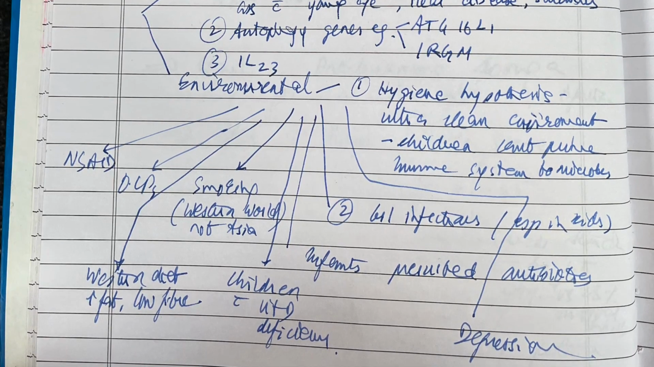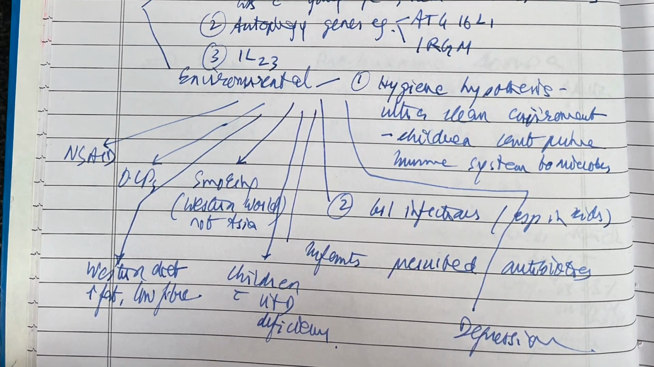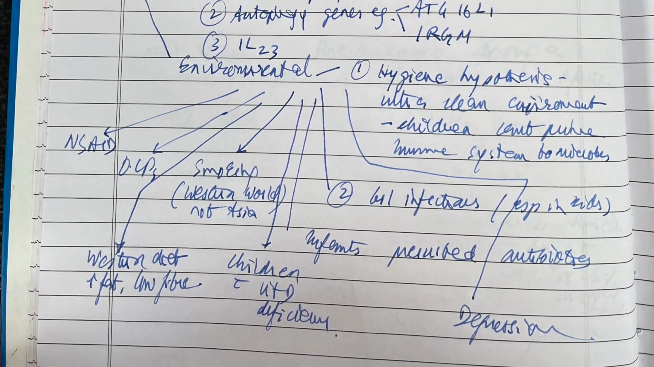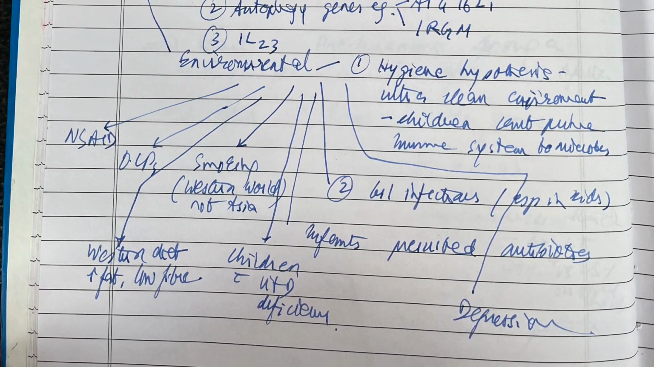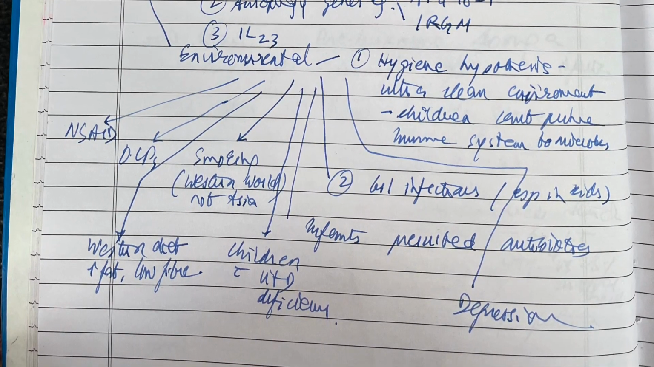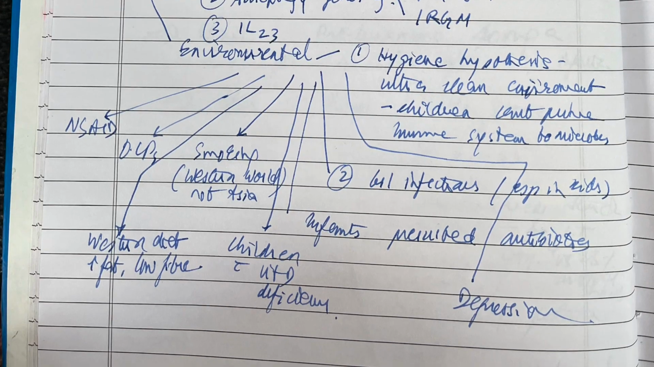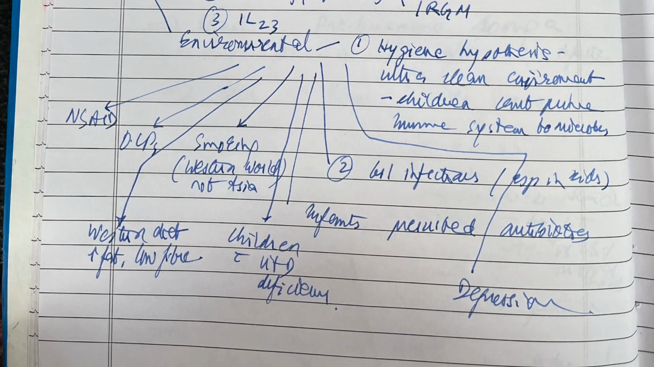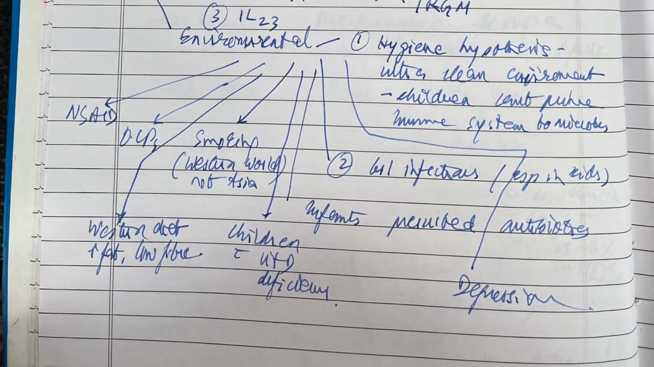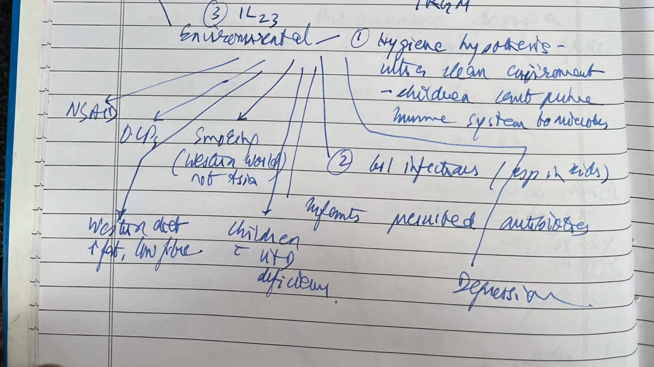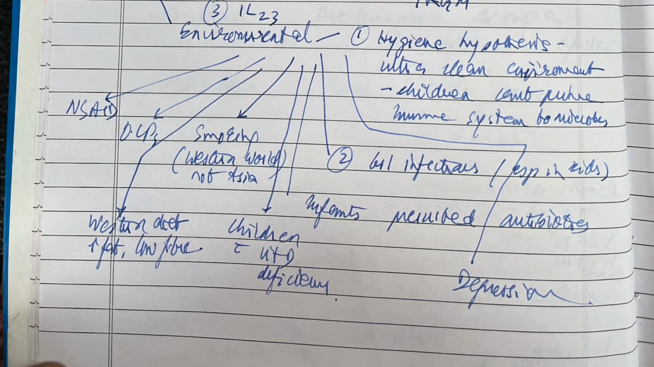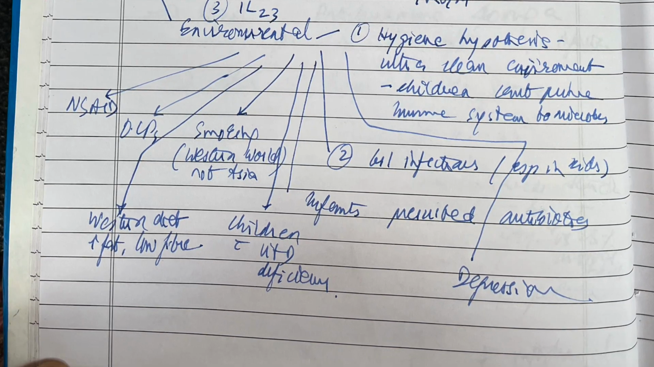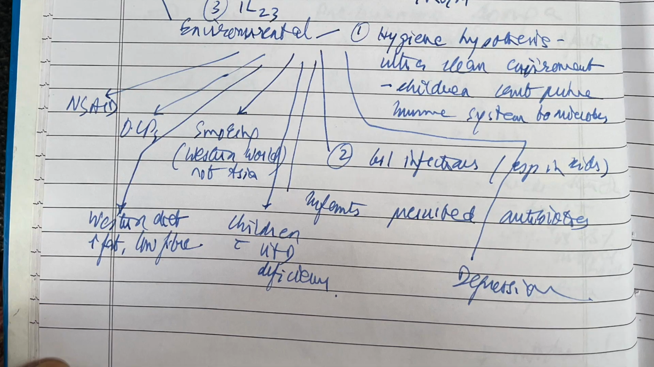Then there are GI infections in children, and infants that are prescribed antibiotics. Children with vitamin D deficiency are supposed to be prone to it. Smoking is associated with the development of IBD, shown in the Western world but not shown in Asia. OCP use, NSAID use, a Western diet which is high in fat and low in fiber, and depressive illness are also risk factors.